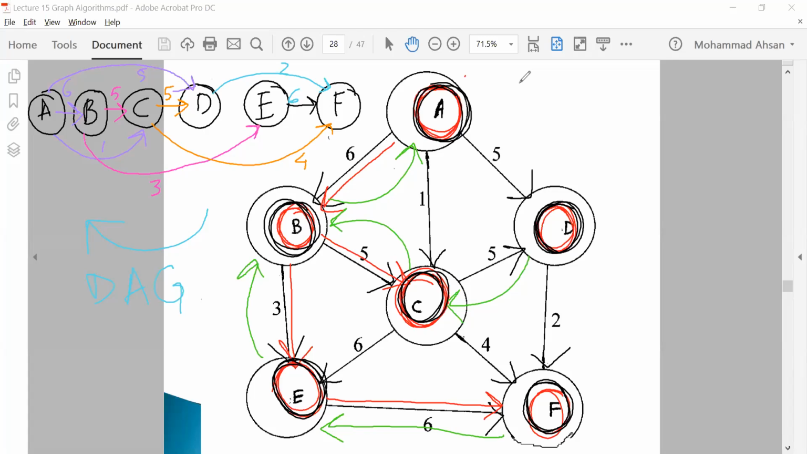So again, this order might change based on how you traverse. So I went from A to B to E first. You could have gone from A to B to C to D. Then the order would have changed, but all the edges would still move from left to right. So this is known as a topological sort of a graph.